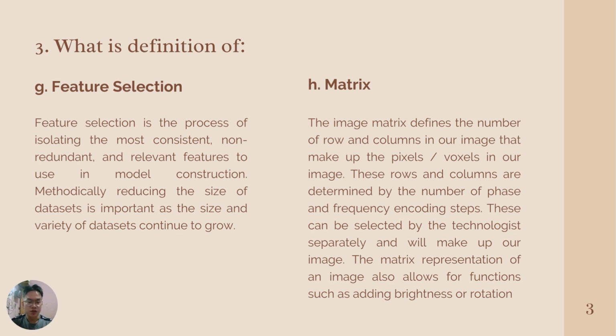And H. Image matrix. The image matrix defines the number of rows and columns in our image that make up the pixels or voxels in our image. These rows and columns are determined by the number of phase and frequency encoding steps. This can be selected by the technologist separately and will make up our image. The matrix representation of an image also allows for functions such as adding brightness or rotation.